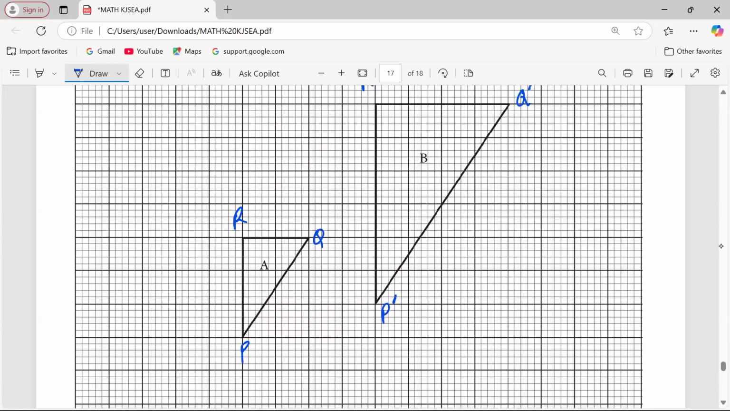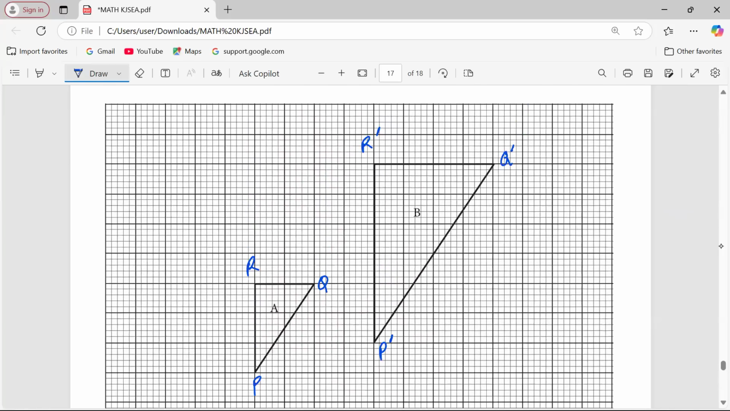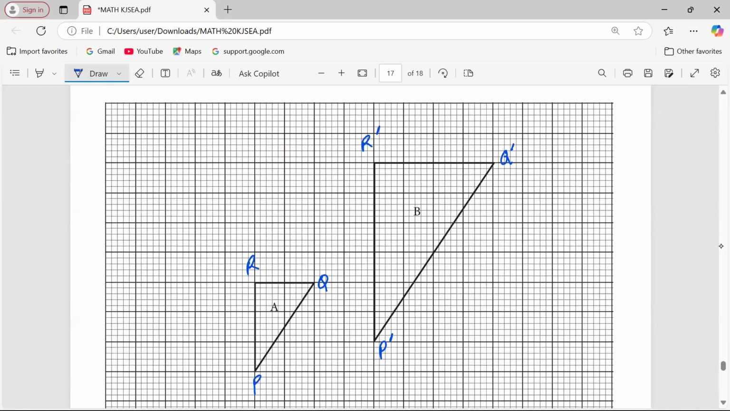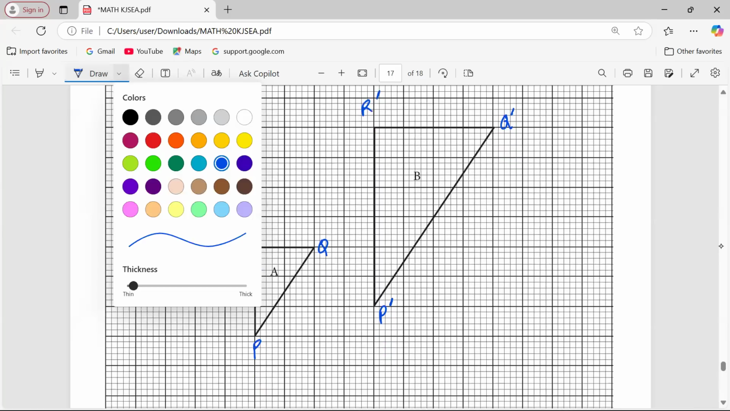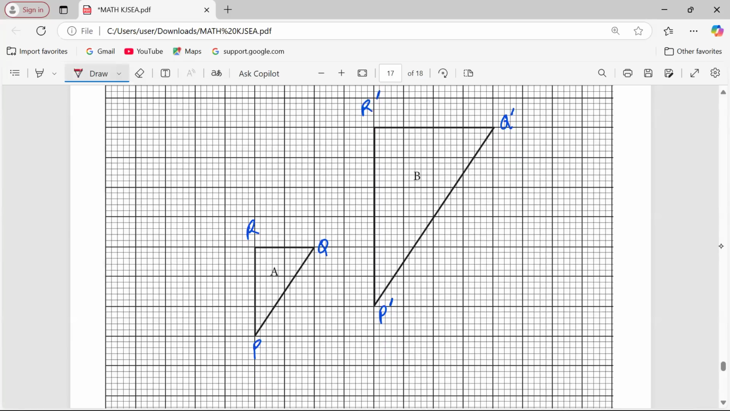So let me bring my ruler now in place, whereby I'm supposed to bring point R and R prime, then I connect them. R and R prime should be connected that way. I don't know whether the line is very straight. Let me check something. Yeah, let me redo this.